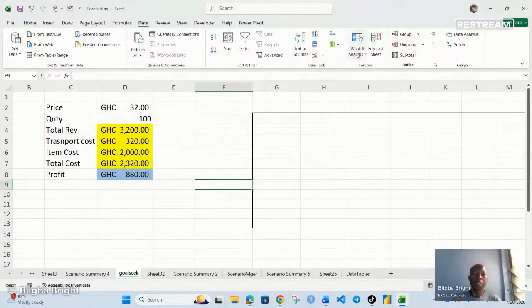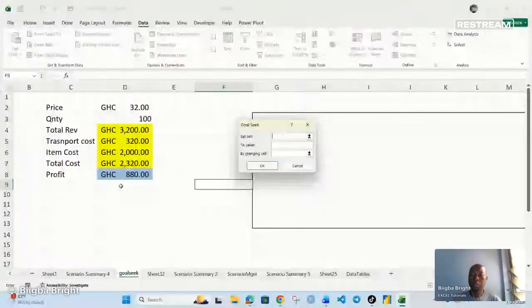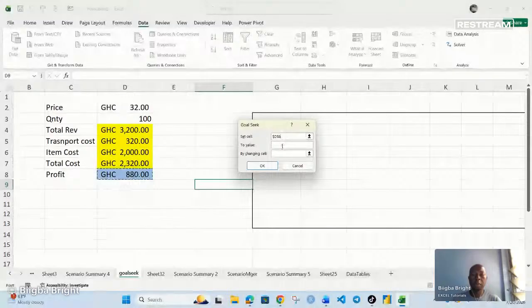Now, the second part. Click on goal seek, come here, and always remove whatever is there. Set cell. This time around, what cell are we changing? We are going to the same profit, and then to what value? Let's say to the same 1,000 Ghana cedis. By changing which cell? This time around, we want to maintain the same quantity, 100 items.